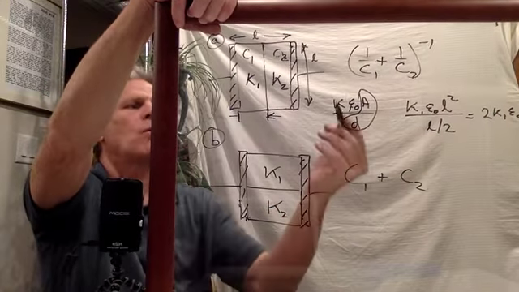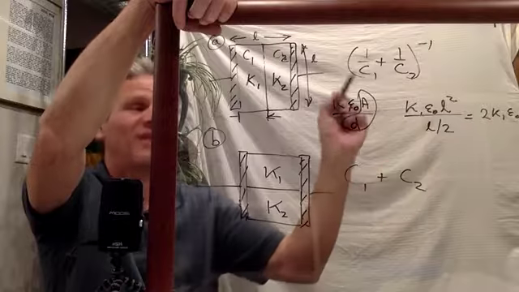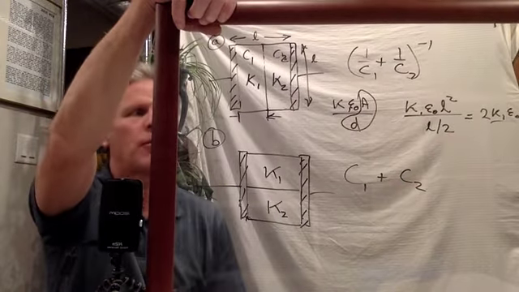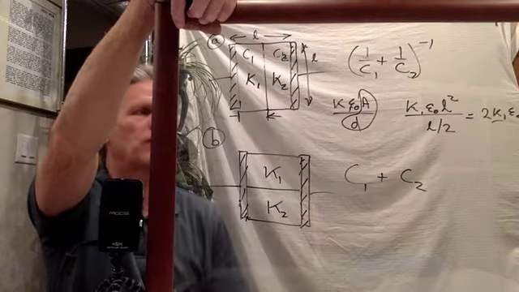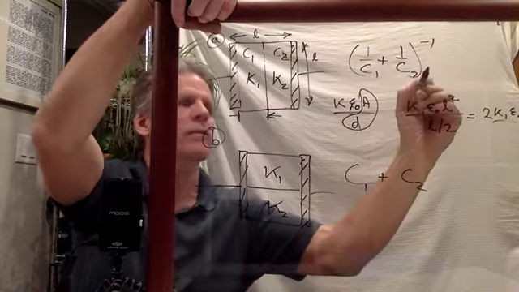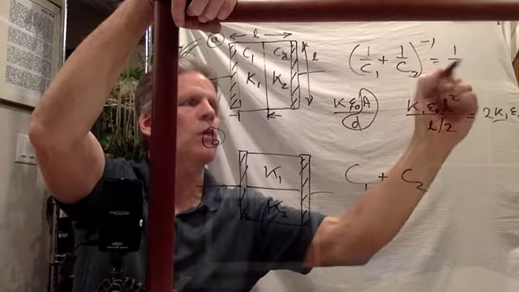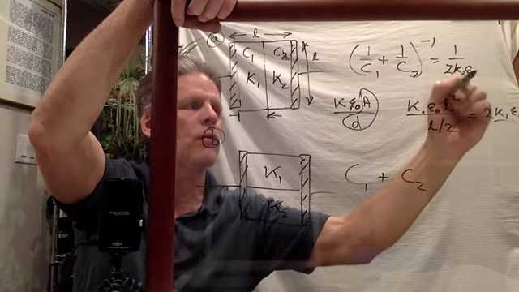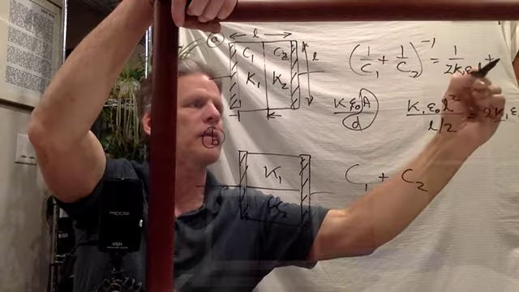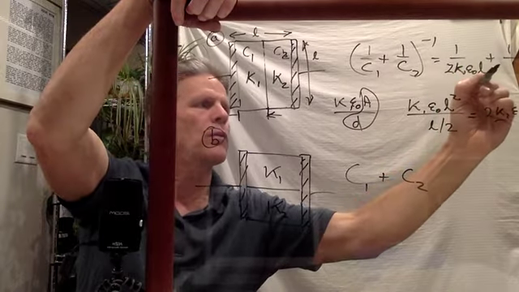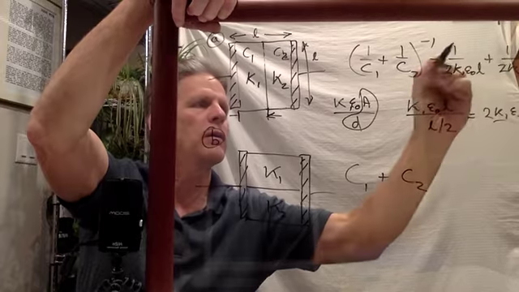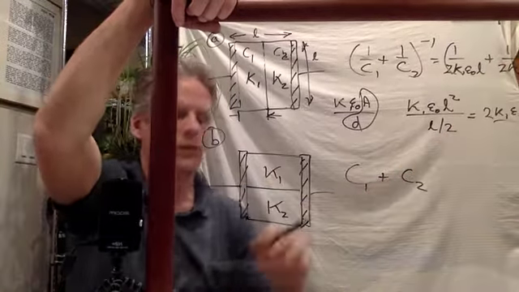Now, what is C2? Well, C2 is exactly the same as that, except with kappa 2 instead of kappa 1. All the rest of the geometry is the same. So now we are left with 1 over 2 kappa 1 epsilon 0 L plus 1 over 2 kappa 2 epsilon 0 L, and then we're going to take the inverse of that.